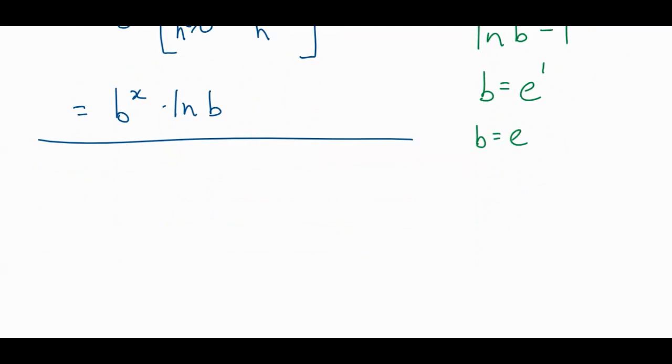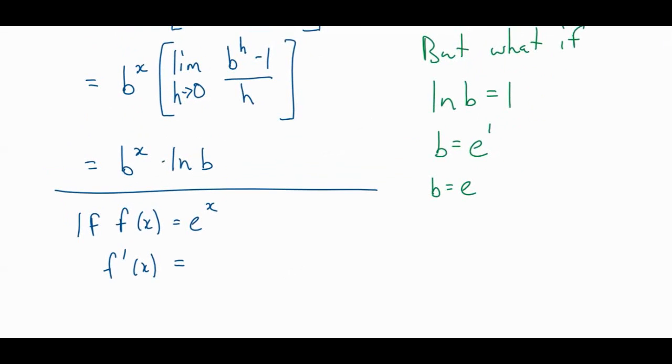So if f at x equals e to the x, then f prime at x equals, this constant is 1 in this case. My base is now e. Ln of e is 1. So what is the derivative? Daniel? Also e to the x. It's just e to the x. e to the x times 1 is e to the x.